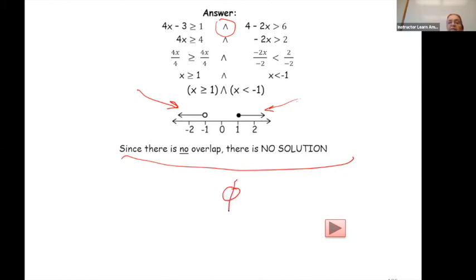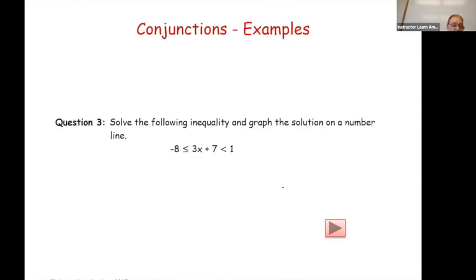Now you can graph the individual pieces, and that really helps to illustrate the idea of the empty solution, but you cannot find a solution set that satisfies the conjunction, the fact that they both have to be true at the same time. All right, another example, conjunctions.